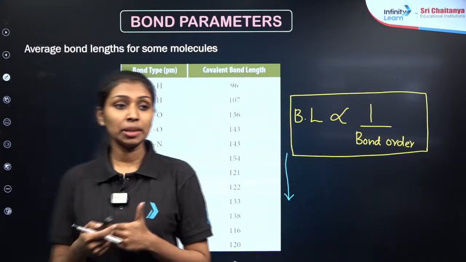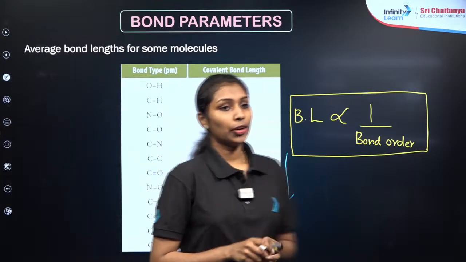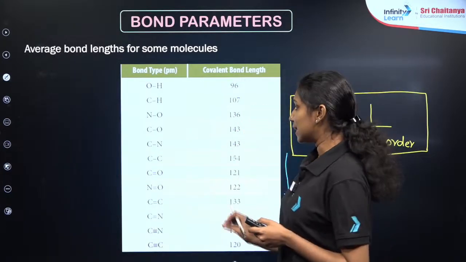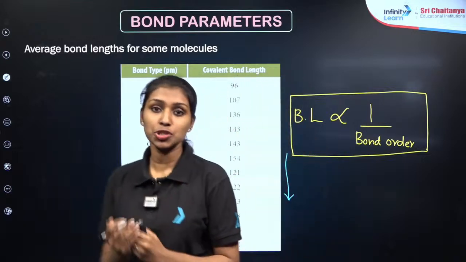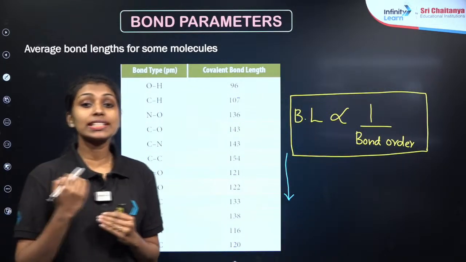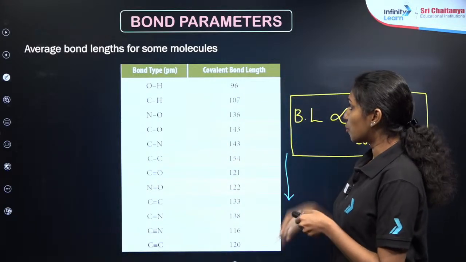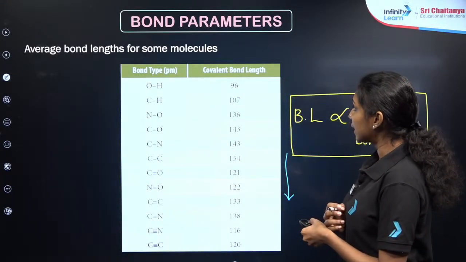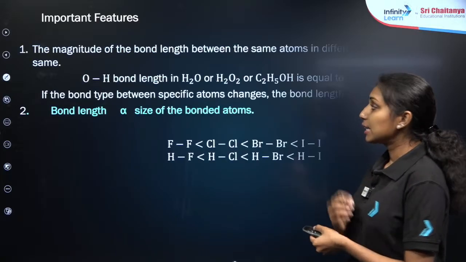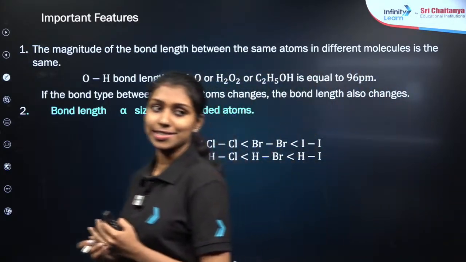Now let us see what are the parameters. You don't need to memorize the table completely. You must have an idea about what will happen to the bond length as the bond order increases or the electronegativity or the size of the atoms increases only. I will see the next slide also. I will show you what will happen to the bond length and bond order. Okay, these are the important features you have to note. No need to memorize the complete table, right?